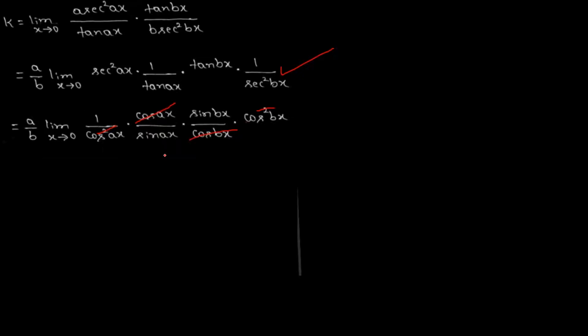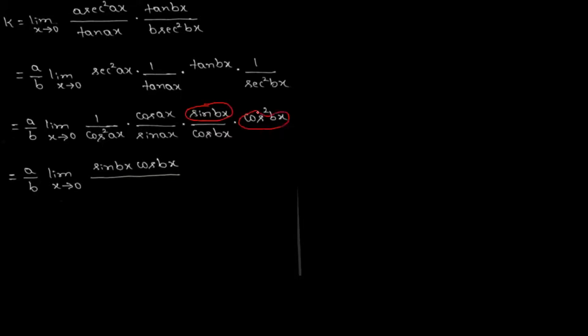Now let us write what remains. In the numerator, what remains is sin bx into cos bx, which we have written in the numerator here. In the denominator, what remains? Let us see. Sin ax into cos ax remains after cancellation. Let us write that here. Yes, we have written.